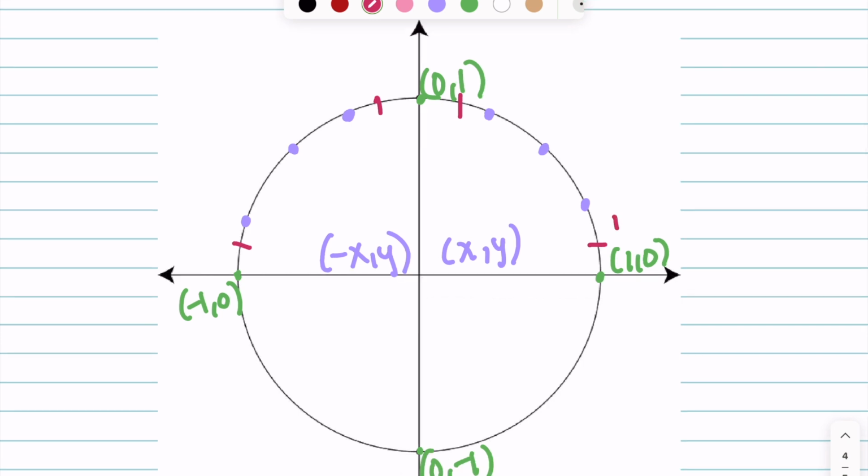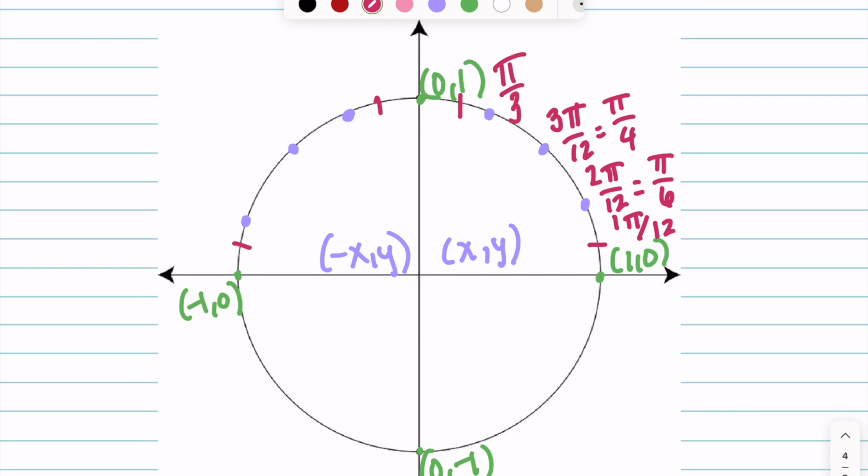This first point, this is 1 pi over 12. So then this second point is 2 pi over 12, which reduces to pi over 6. This third point, 3 pi over 12, reduces to pi over 4. Same thing. 4 pi over 12 reduces to pi over 3. And then there's a secret 5 pi over 12. But you can't reduce that, so we just leave it out. And then you get to 6 pi over 12, which reduces to pi over 2.